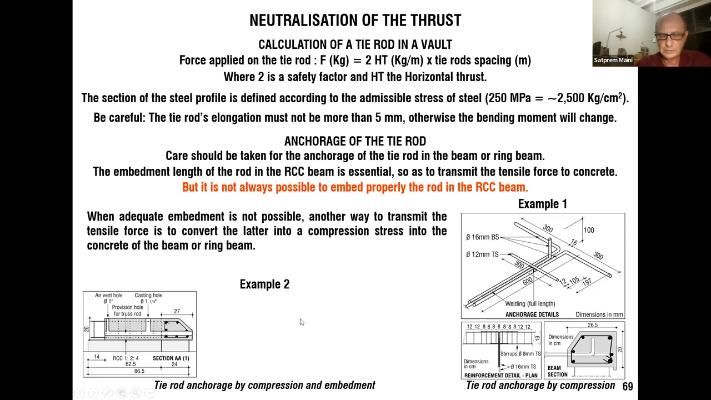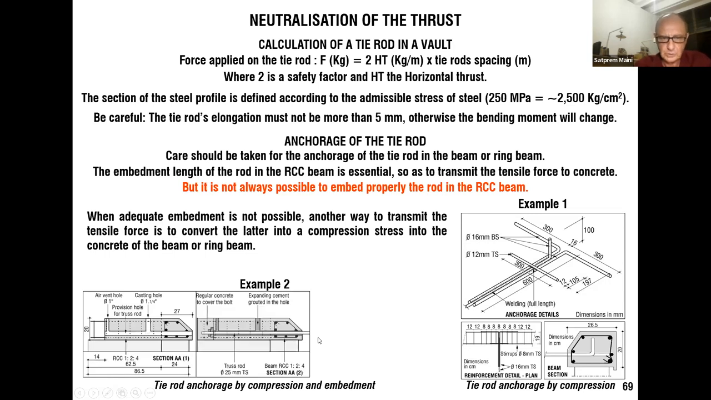And then you have another case. This was a case of a dependent vault of 10.35 meters span. I used here a combination of anchorage by embedment and by compression. So here, this construction of the beam, this is a bit difficult to explain online, but I will try to do it. So basically we had the section of the beam. This was the wall on which it was running. This was the width of the pier. And what we did was to leave a hole the thickness of the beam, with a hole here for the ventilation to cast concrete.